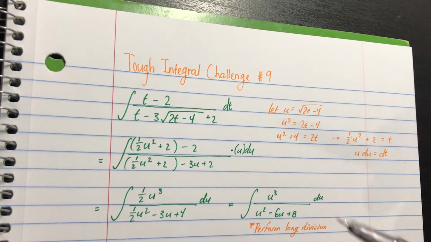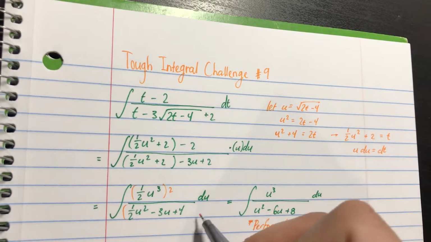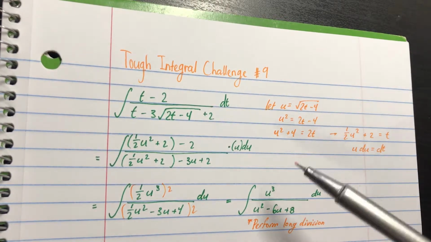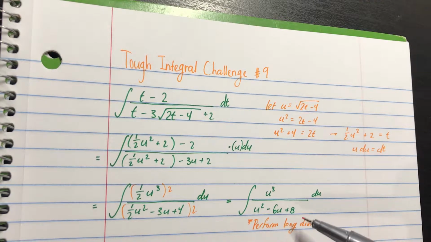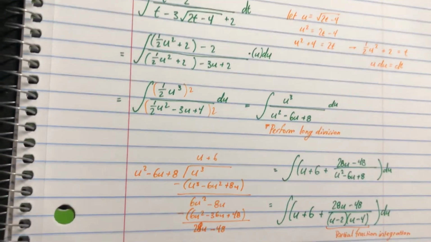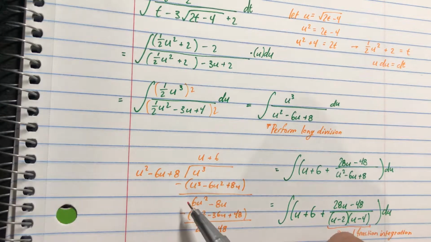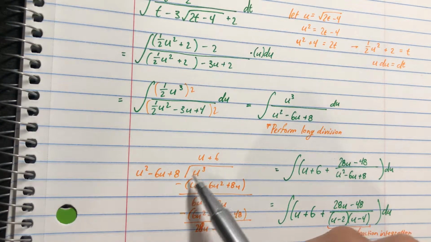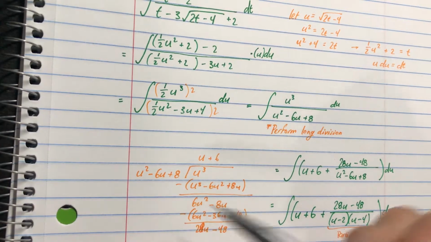And I'm going to go ahead and multiply the numerator and the denominator by 2, so that what I'm left with is the integral of u cubed all over u squared minus 6u plus 8 du. And it's at this point that we want to perform long division, which I've actually written out over here. What we're going to do here is keep u cubed here, and then it's going to be divided by u squared minus 6u plus 8.